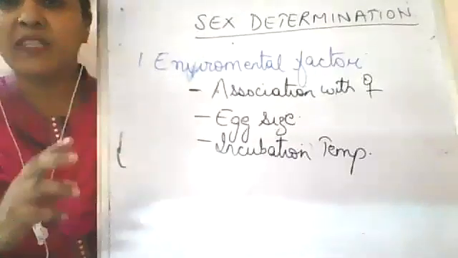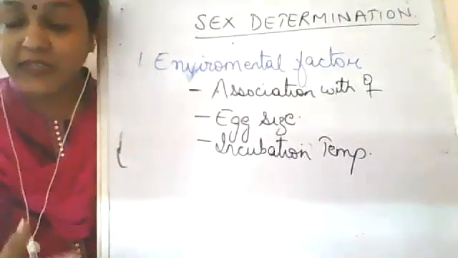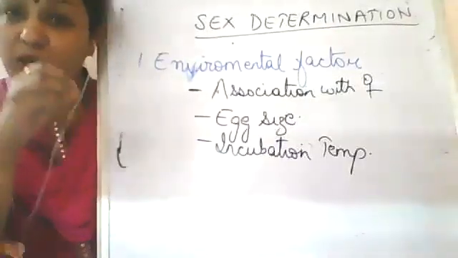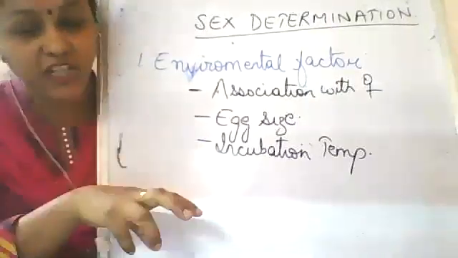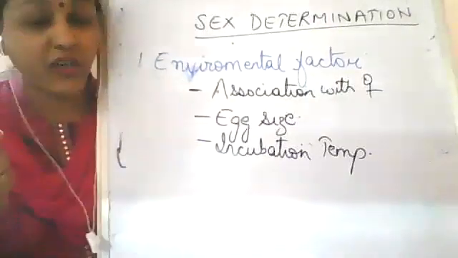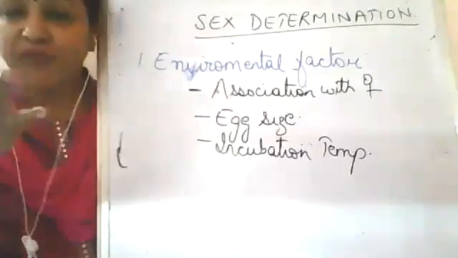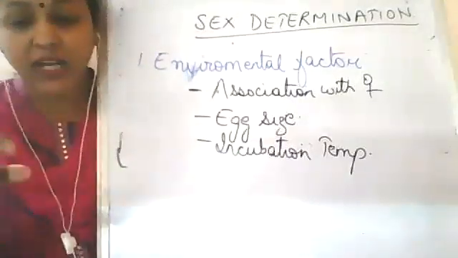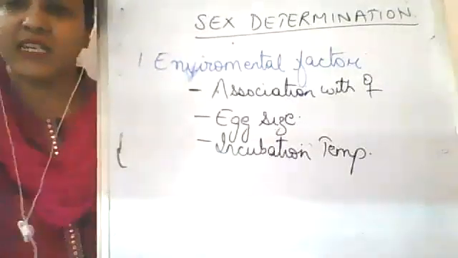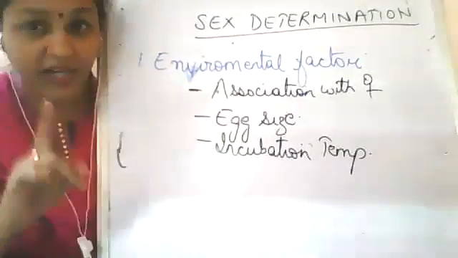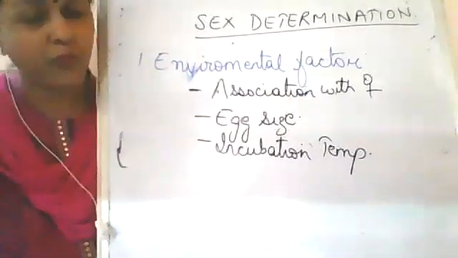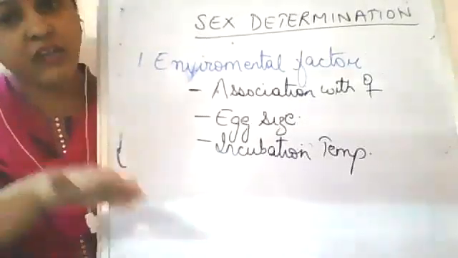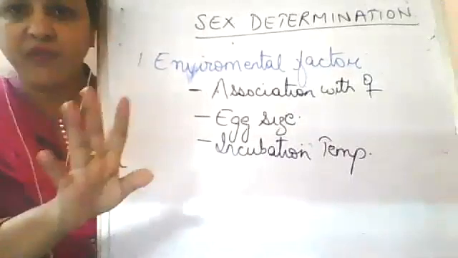Then another example is in case of American alligators. If the temperature of the egg is below 30 degrees Celsius, it develops into a female child, and if the temperature is above 34 degrees Celsius, it develops into a male child. I repeat, in American alligators, at a higher temperature, above 34 degrees Celsius, it develops into a male, and below 30 degrees, it develops into a female. In between, there are 50-50 chances.